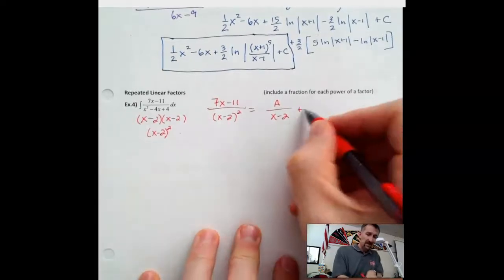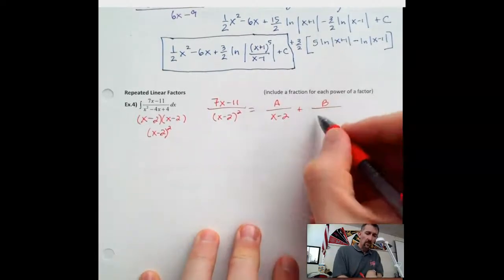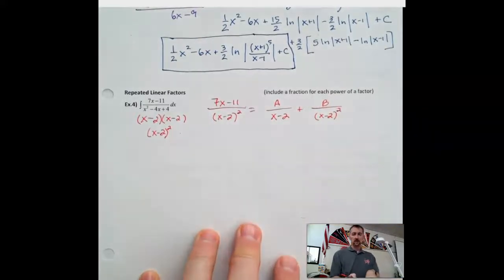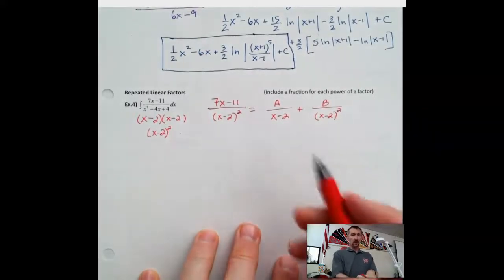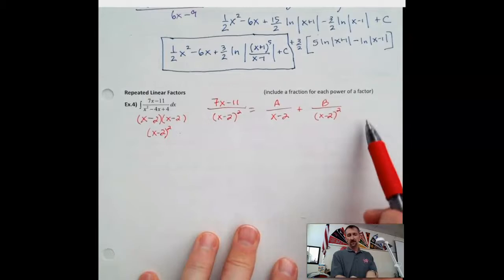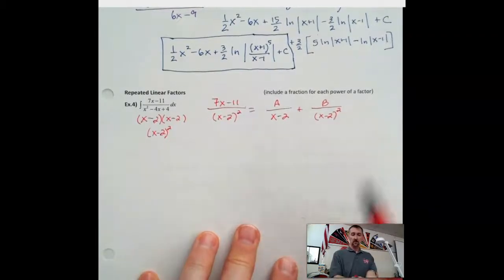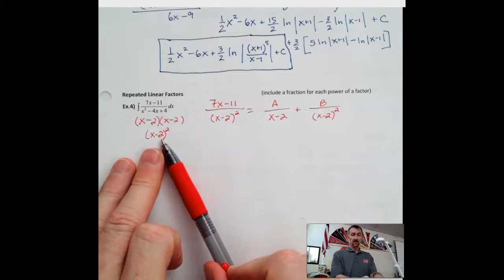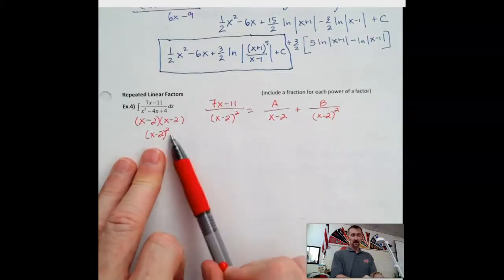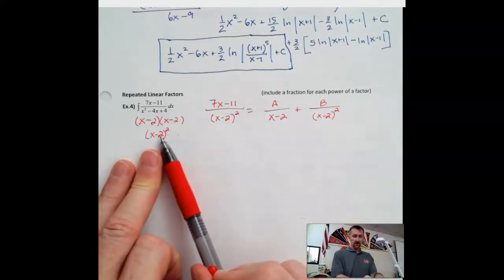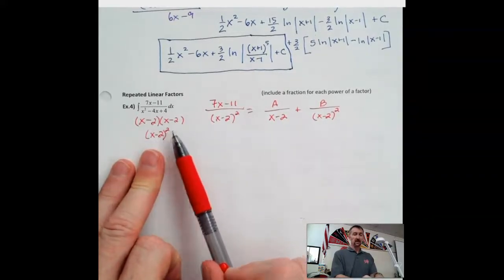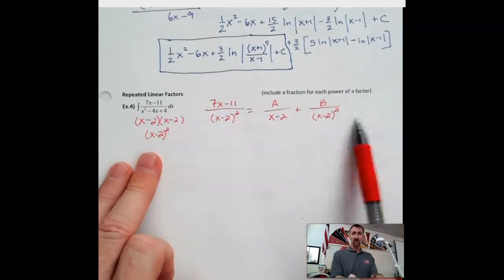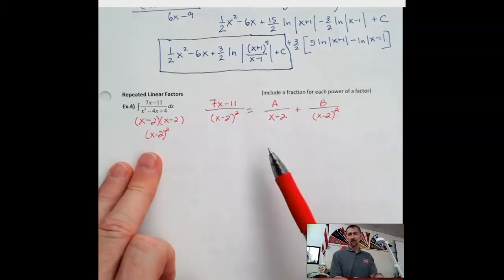And then we put the squared version of that. And if it was cubed, then we would have to have another one with x minus 2 cubed. So that's the main step when you have a repeated linear factor: whatever that is to the power, you have to do it for every single power of that. So if it was the fifth power, you'd have that, and then the third, and then the fourth, and then the fifth.